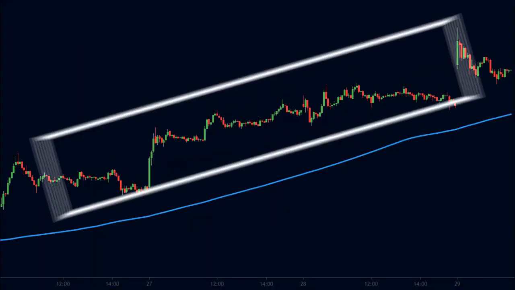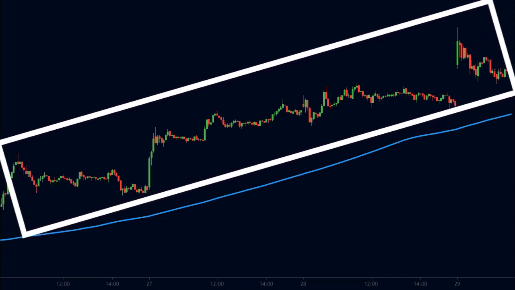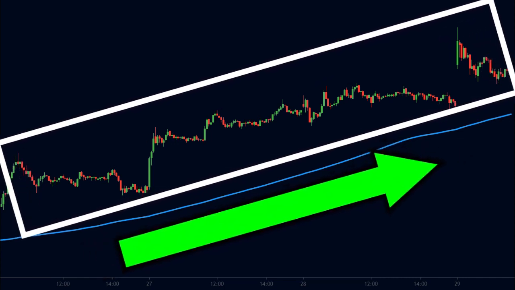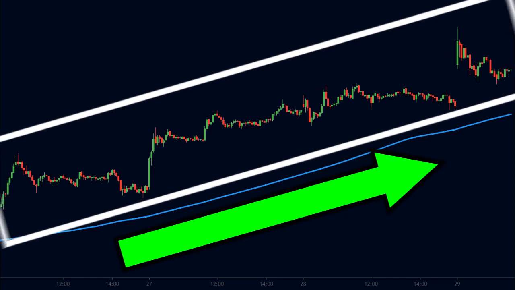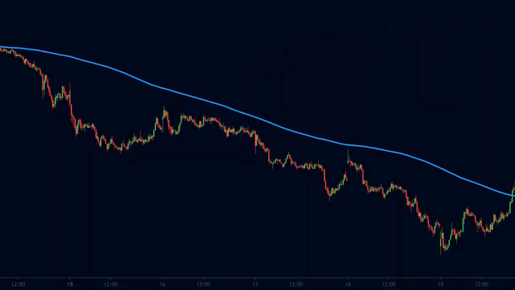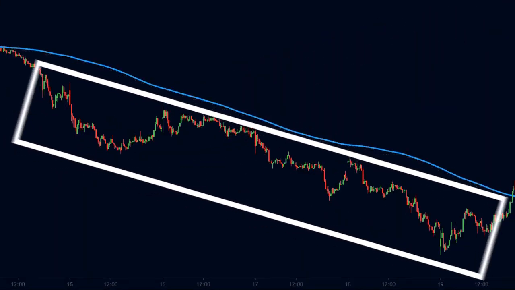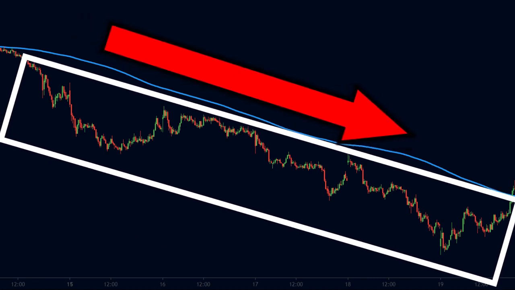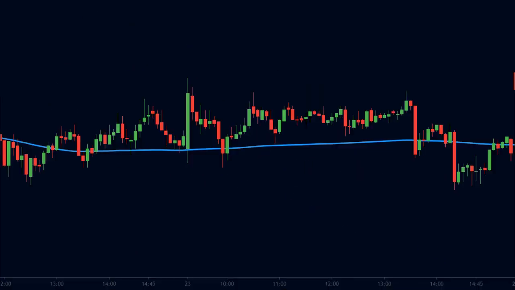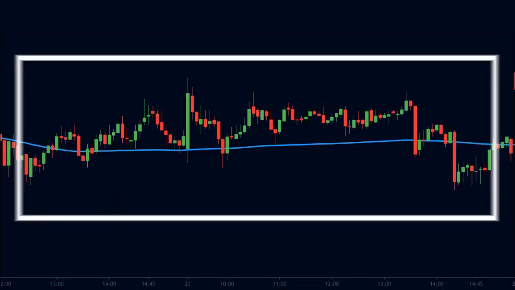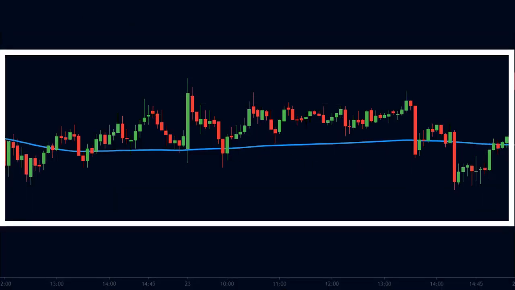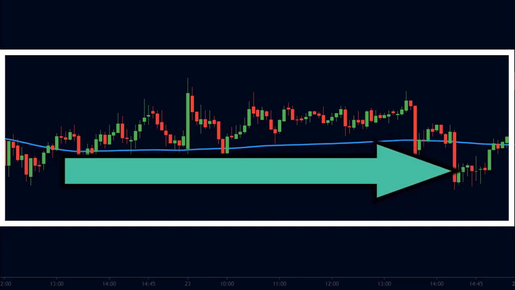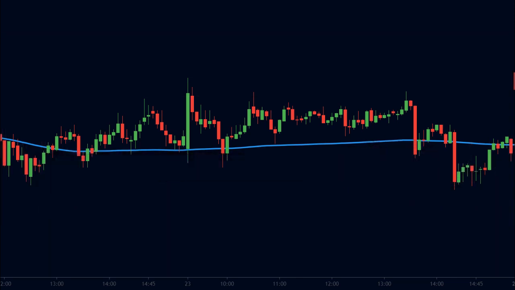If the price is trading above the moving average and the moving average is sloped upwards, we can say that the price is in an uptrend. On the other hand, if the price is below the moving average and the moving average is sloped downwards, the market is said to be in a downtrend. Finally, if the price is moving around the moving average and the moving average is flat, we can conclude that the market is in a sideways range.